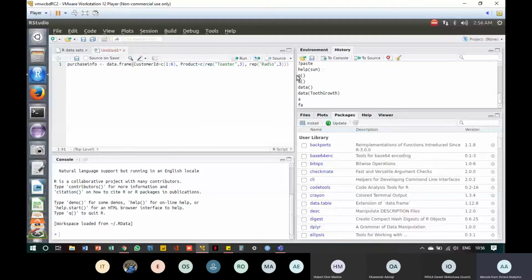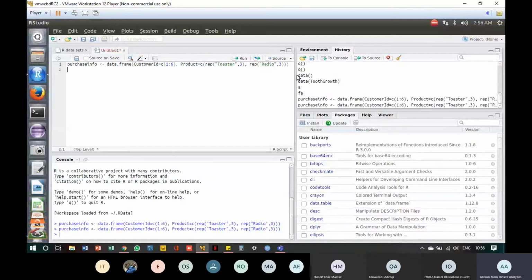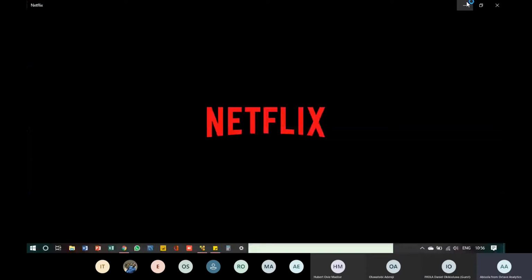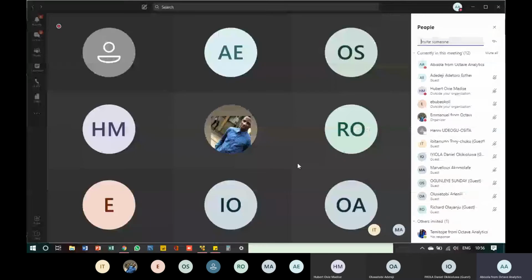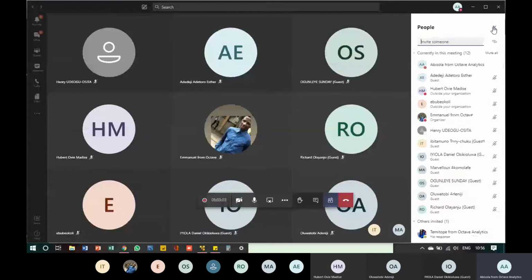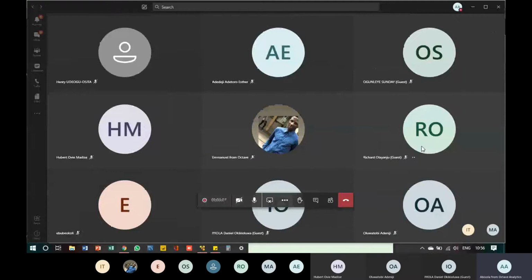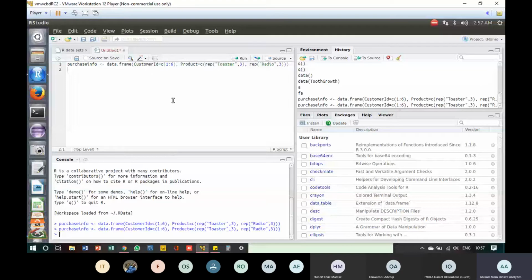Oh, my R is still showing my answers twice. Emmanuel, are you there? Maybe Emmanuel will help me. Emmanuel is very good with technical stuff. Okay, Emmanuel is not there. I want him to help me check out why my R brings out my answers twice. But for now, just manage it. It's not going to affect anything. It's still bringing out the answers.